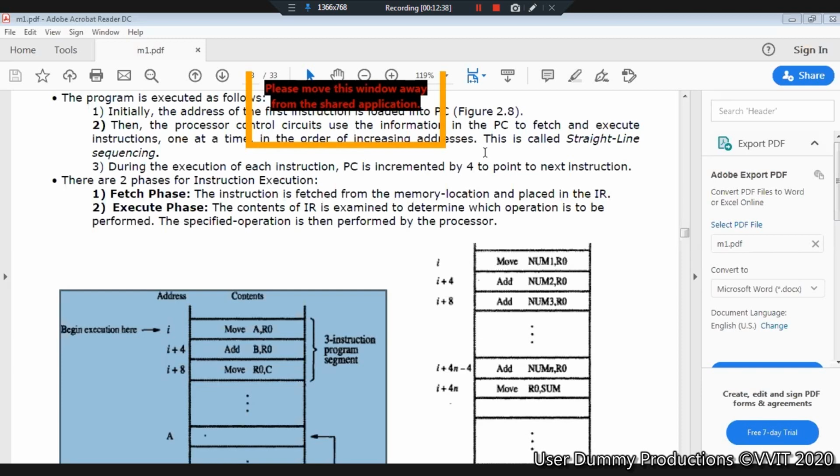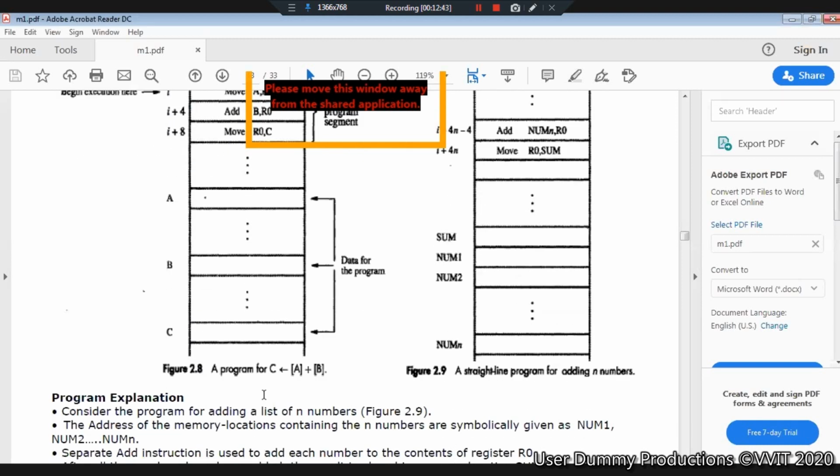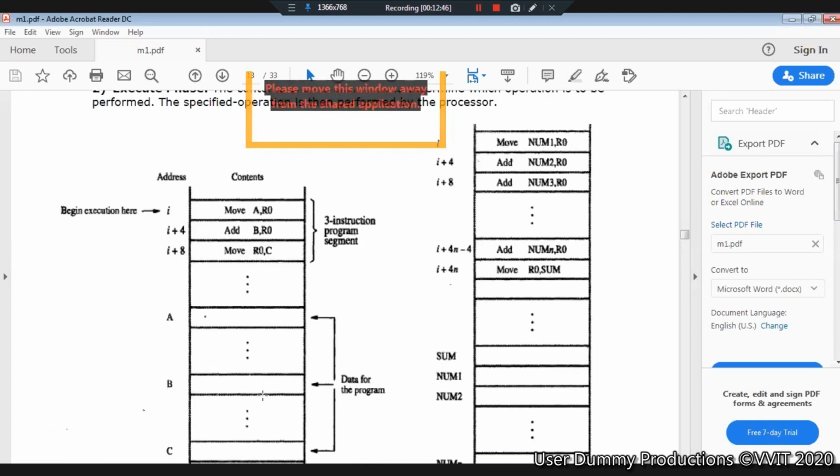So this is straight line sequencing. Why is it called straight line sequencing? Anybody can tell? The instruction address is incremented by the size of the previous instruction. How much? In this scenario, by 4. Very good. And it is coming in a sequential way.